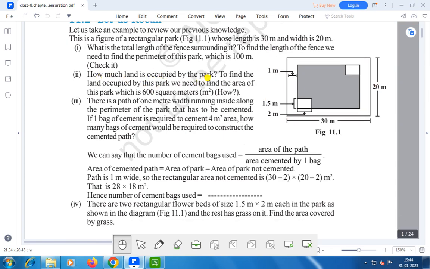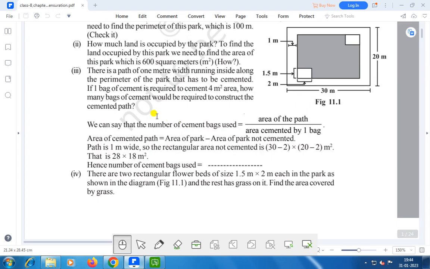How much land is occupied by the park? To find the land occupied by this park, we need to find the area of this park, which is 600. 30 into 20, that is 600 meter square.